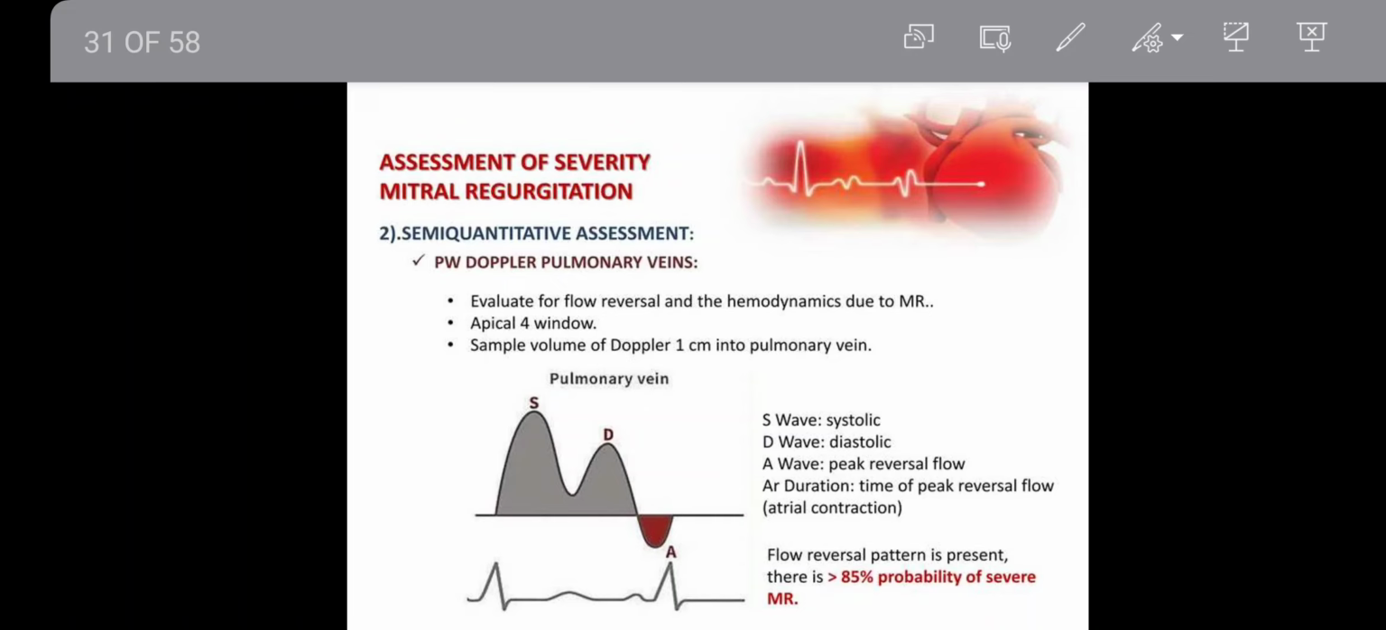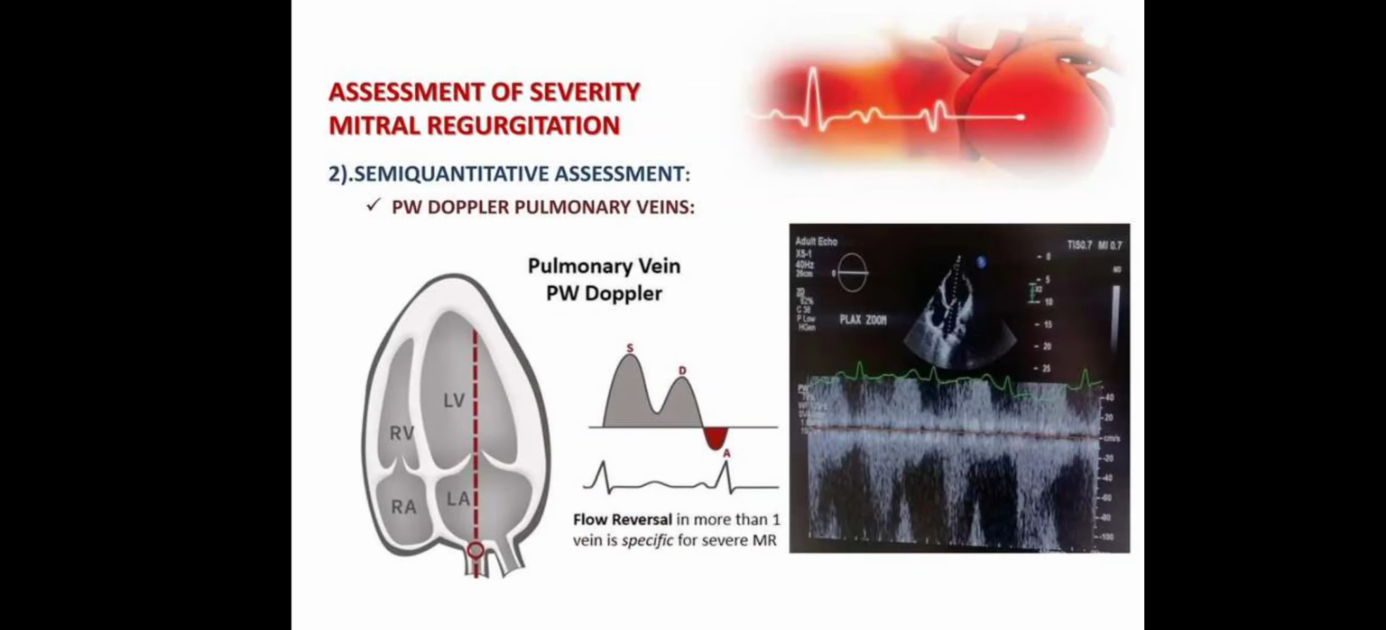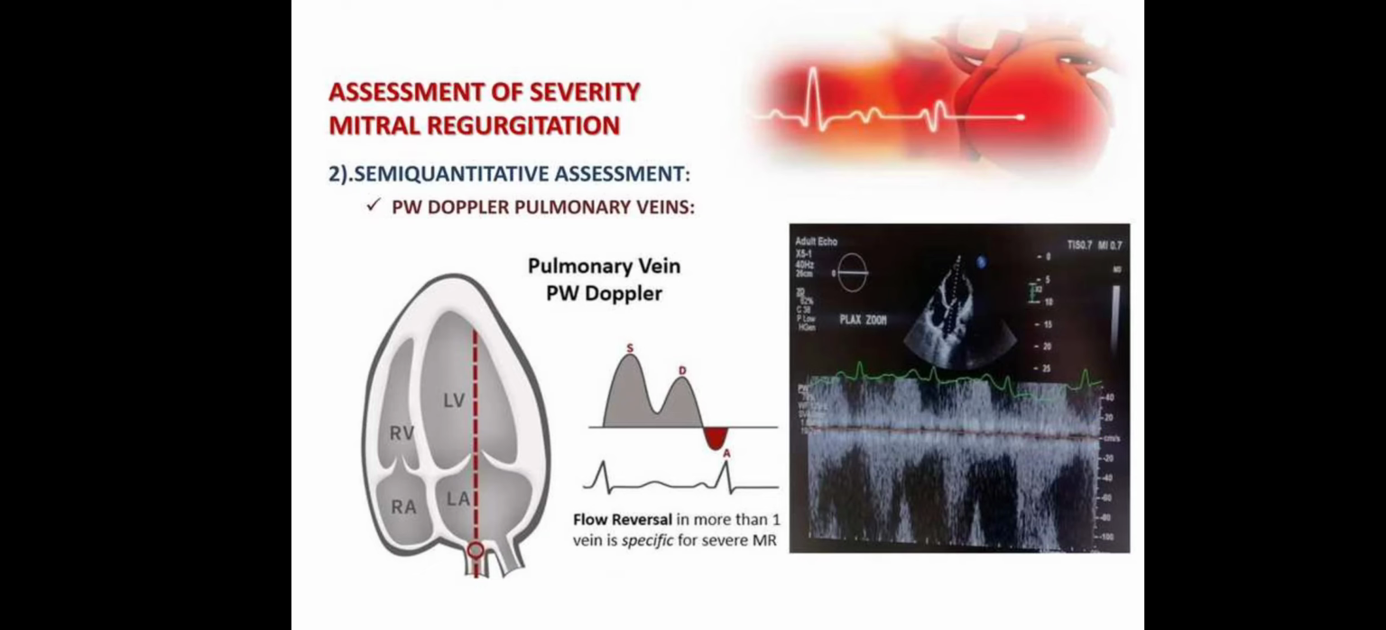Atrial reversal: if the flow reversal pattern is present, there is greater than 85% probability of severe MR. Normally the S wave is greater than the D wave, and if there is atrial flow reversal, there is an 85% probability of severe MR. This picture shows that flow reversal, if present in more than one vein, is specific for severe MR. This is how we can put the pulse wave across the pulmonary vein.